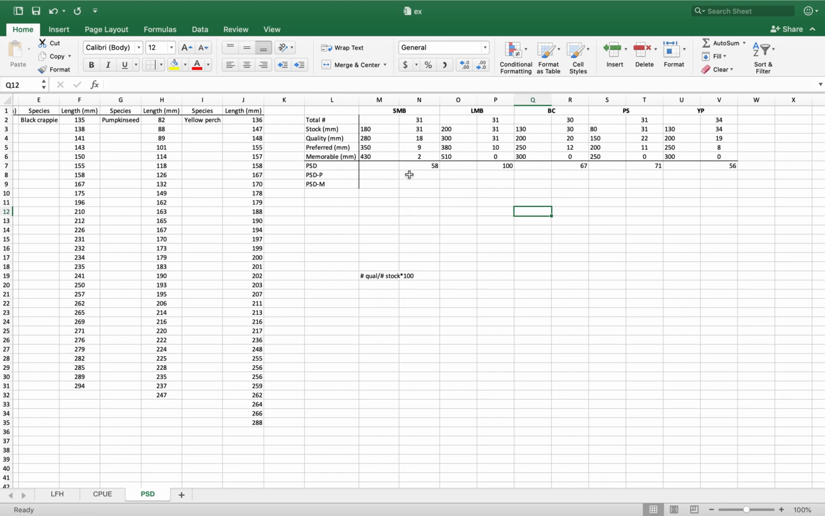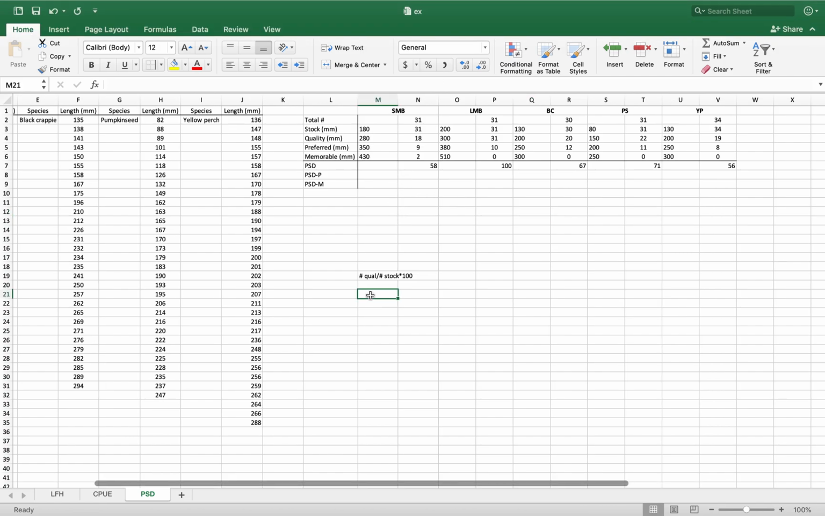Now you're going to do your PSD-P. The number of fish in whatever one you're looking for, so this one will be preferred, divided by the number of fish greater than or equal to stock length, and then multiplied by 100. So I'm going to do an equal sign here. So we're going to do the preferred divided by the stock times 100.